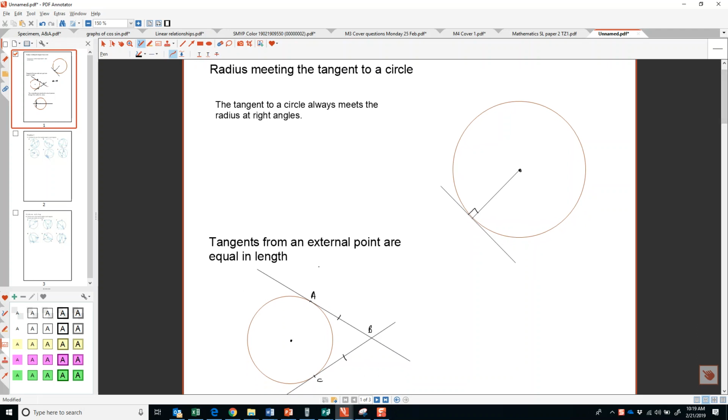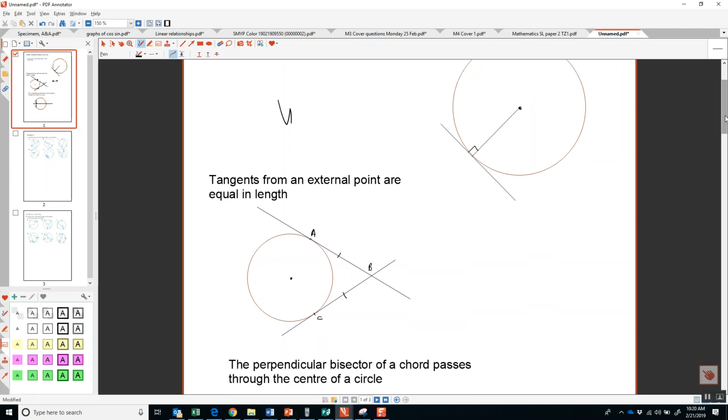And then tangents from an external point are equal in length. Okay, so I'm going to scroll down. So tangents from an external point, here's our external point P, are equal in length. So A to B is the same as C to B. Everybody got the first one okay?